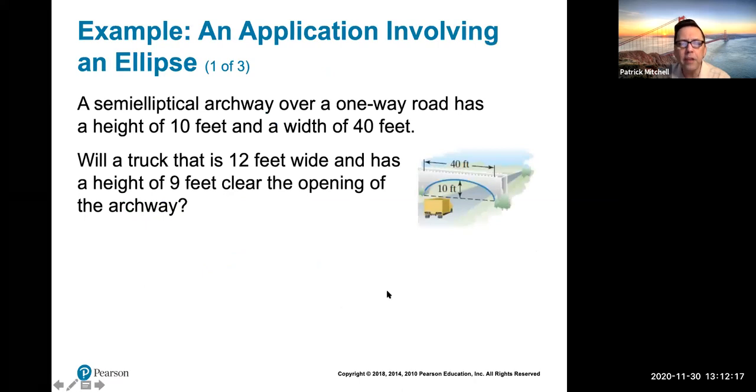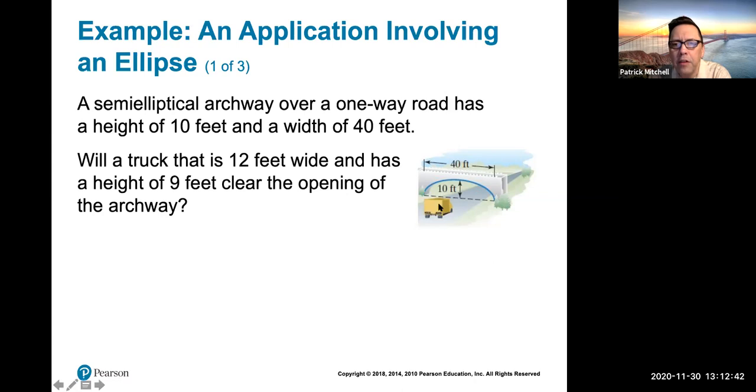All right, and that brings us to our application problem. A semi-elliptical archway over a one-way road has a height of 10 feet and a width of 40 feet. So the question is, will a truck that is 12 feet wide and has a height of 9 feet clear the opening of the archway?